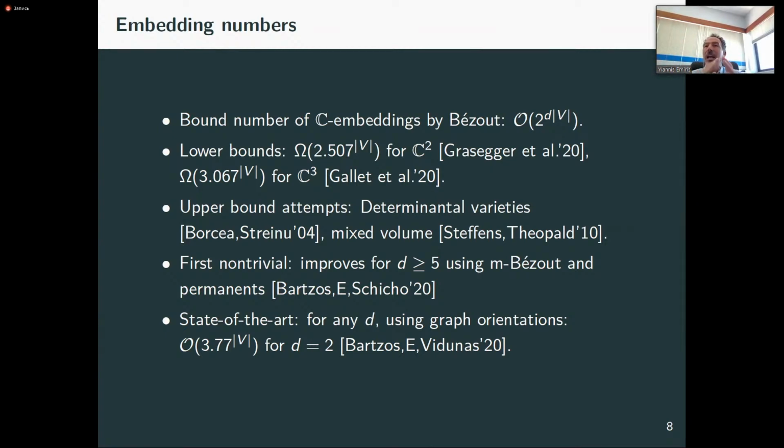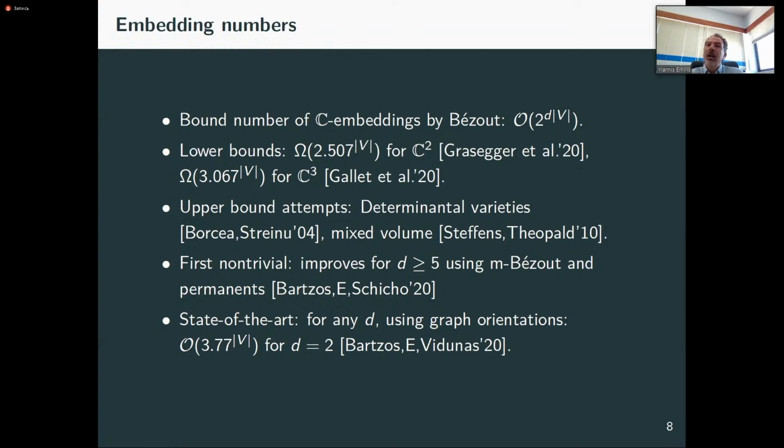Very easy, and surprisingly, it has been the best bound available until last year, when we started applying multi-Bézout bounds. Moreover, we know that it's very loose, because the best lower bound we have managed to compute is approximately 2.5 to the v, whereas this is 4 to the v. And in 3-dimensional space, about 3 to the v, and the upper bound is 8 to the v. So a large distance between lower and upper bounds.